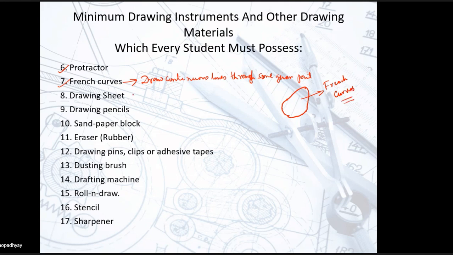Apart from that, you need a drawing sheet. You require drawing pencils, a sandpaper block to clean the board that you have. You need an eraser. You need drawing pins, clips, or adhesive tapes. You need a dusting brush. You need a drafting machine or a drafter. Right? You can have anyone. You can have a drafter, or you can have a T-square. Anyone will do. You can have a roll on draw. You need stencils and you need a sharpener.